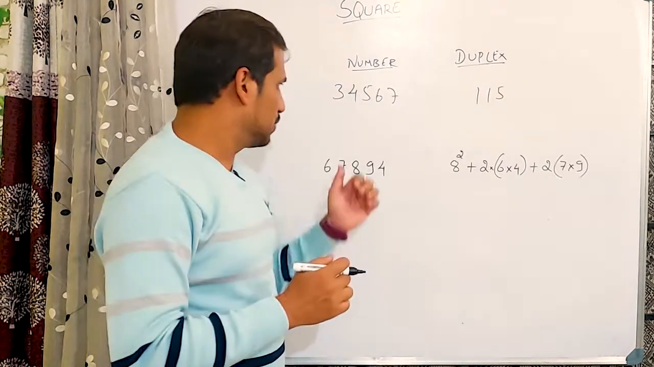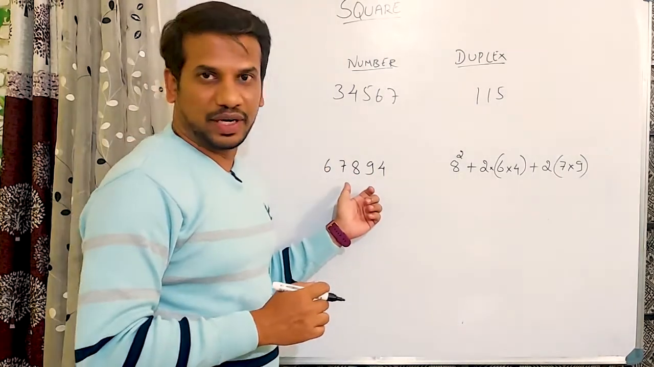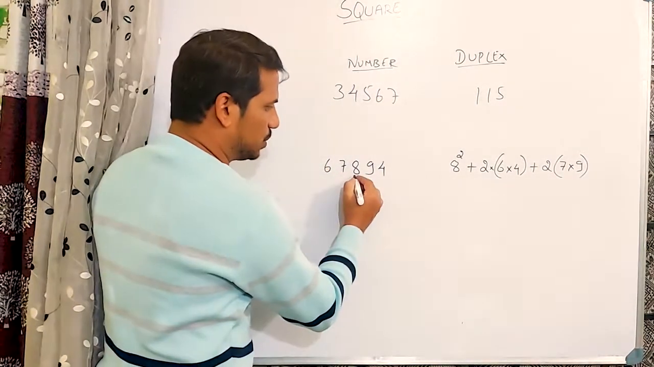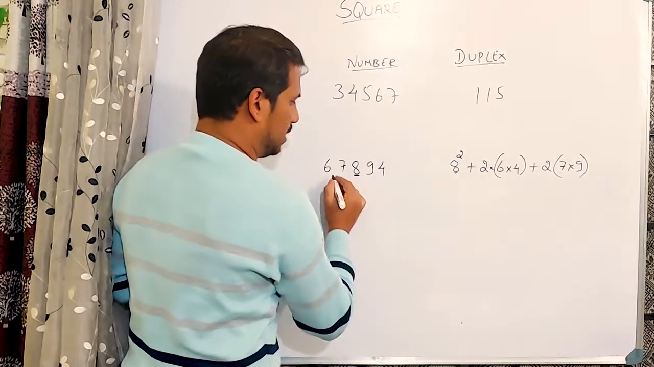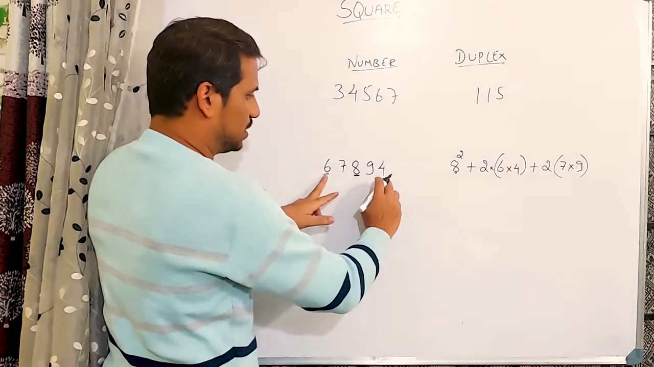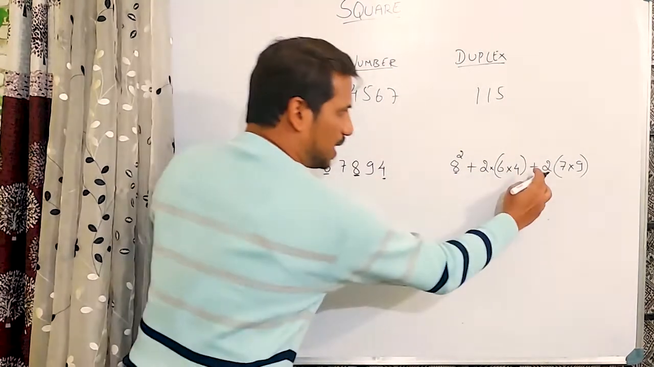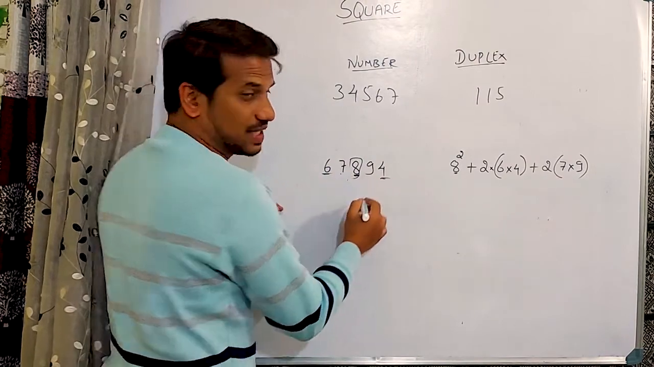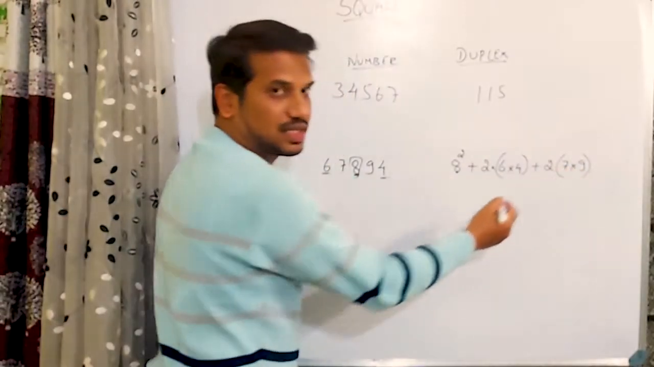So another example of duplex of 5-digit number. So 6, 7, 8, 9, 4. So what we have to do? Take out the middle number, square it, plus twice the number which are at extremities. So 6 into 4 plus. So now we have taken down 8, 6, 4 is done. Left out is 7 and 9. So twice 7 into 9.